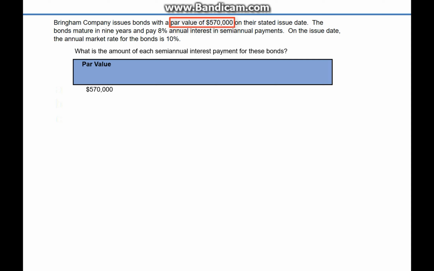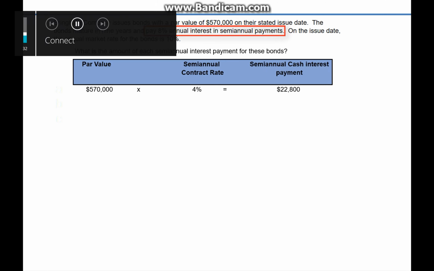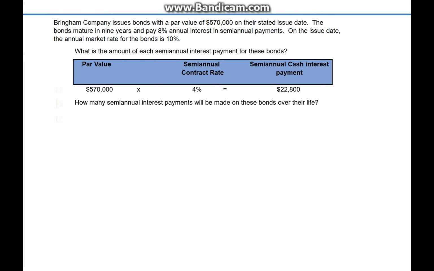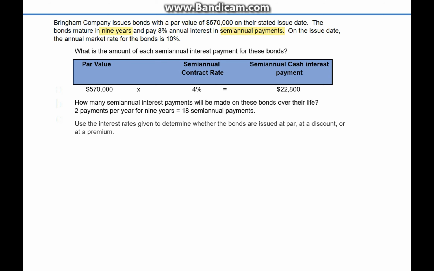We multiply the par value, $570,000, by the semi-annual contract rate of 4%. The semi-annual cash interest payment is $22,800. How many semi-annual interest payments will be made on these bonds over their life? There will be 2 payments per year for 9 years, a total of 18 semi-annual payments.